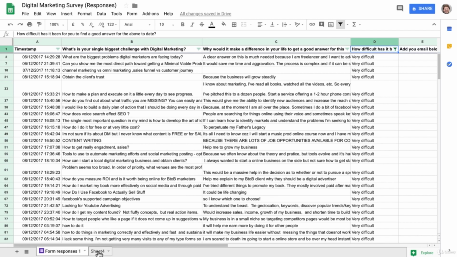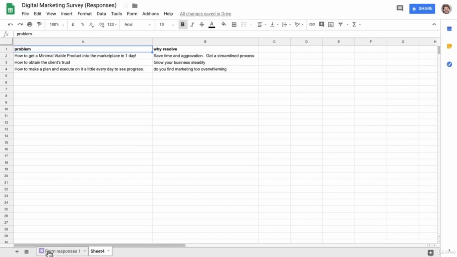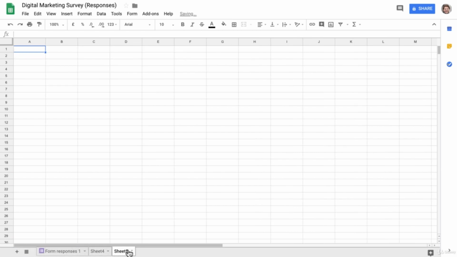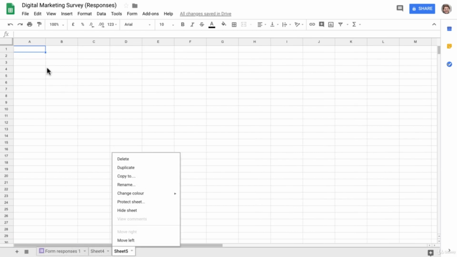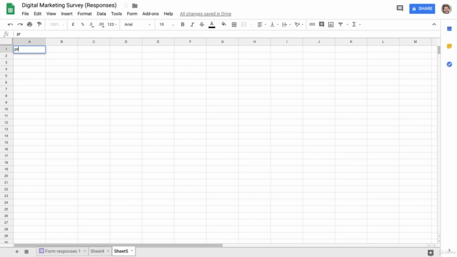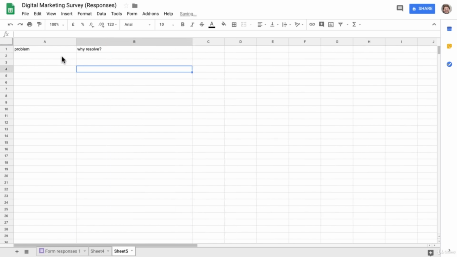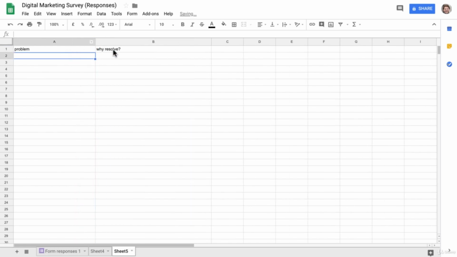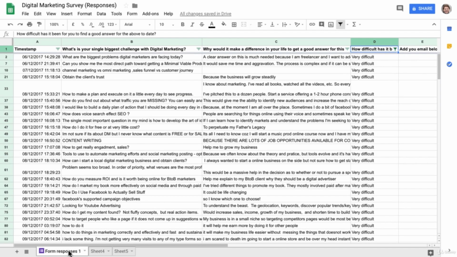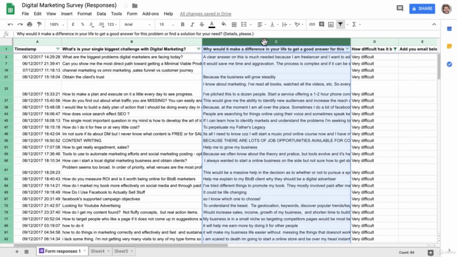Now, the next thing you want to do is open up a different tab here. You can just add that like that. What we're going to do in this tab is just write down "problem" and "why resolve it." So these are the two important things that we want to get out of this survey when we look at it. We want to know what the problem actually is and why it's going to be important for them to resolve it. So that'll really come from these two columns.